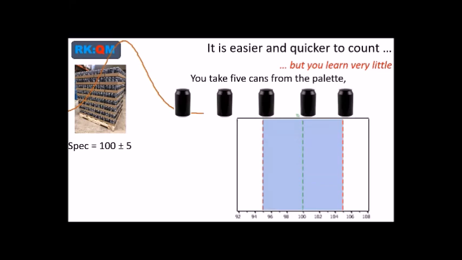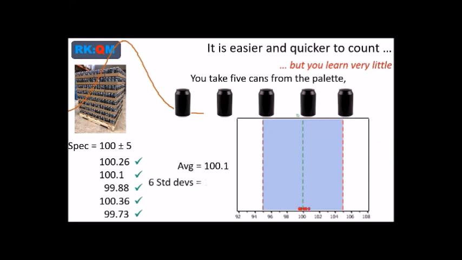Our 5 cans again. The spec, 100 plus or minus 5. Those are the 5 can heights. Yeah, all are in spec. Average, 100.1. Standard deviation, 1.57. From this data, we can fit a curve which predicts the heights of all the others on the pallet. Now we have confidence to deliver.